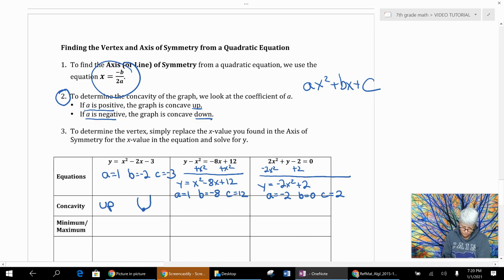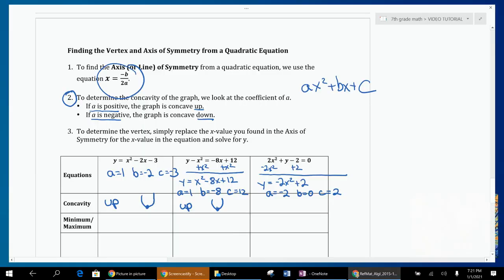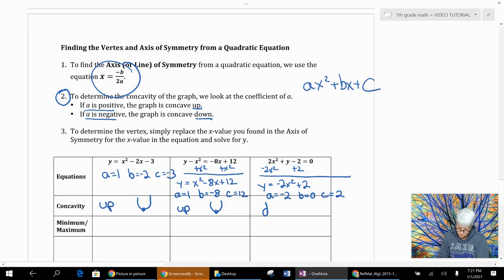would look like this. The next one, the next equation, A is positive, so it's up. Again, if I graphed it, it would look like this. And the next one, A is negative, so if I graphed it, excuse me, it is down. And if I graphed it, it would look like this. Okay. We have our equations in standard form. We know our concavity. This one, it would be the minimum, minimum, maximum. So far, so easy, right?